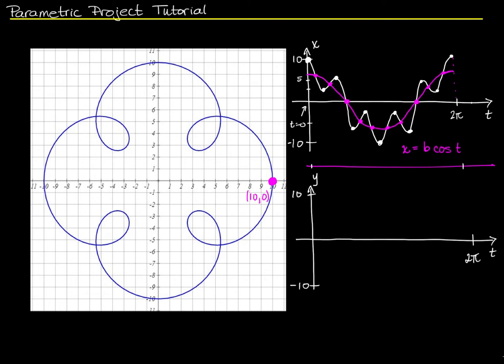At t equals 0, the pink graph is at 5. We decided that was 6, right? But the white graph is at 10. So if I had to graph this white graph over this pink line, I'd have to say, well, that's 10, and this is only 6.